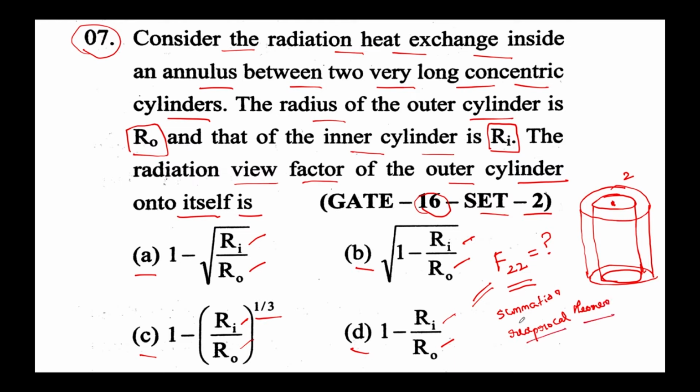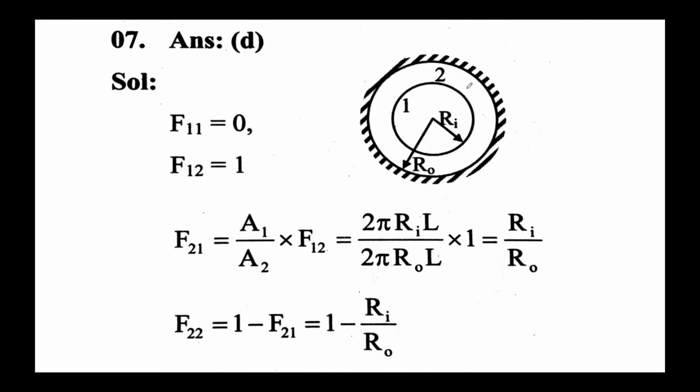So once you are thorough with these kinds of concepts, it will be very easy to handle these kinds of questions. It's a matter of fact. So we'll just get into the solution, how to solve this particular problem. Now, as I said, it is also given that the inner cylinder radius is Ri and the outer cylinder radius is Ro, right?